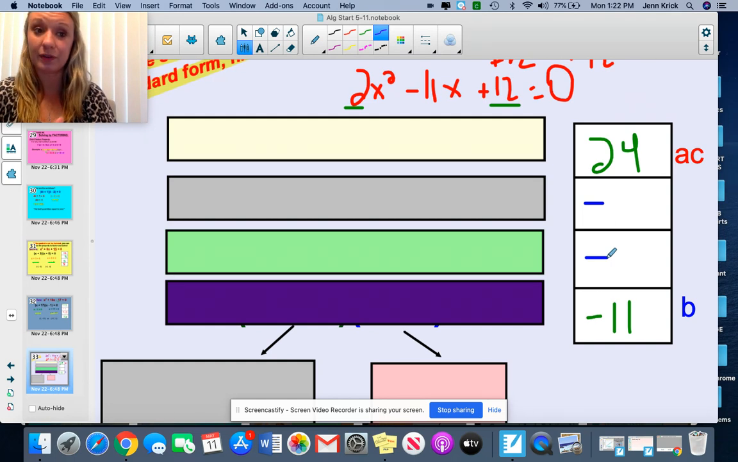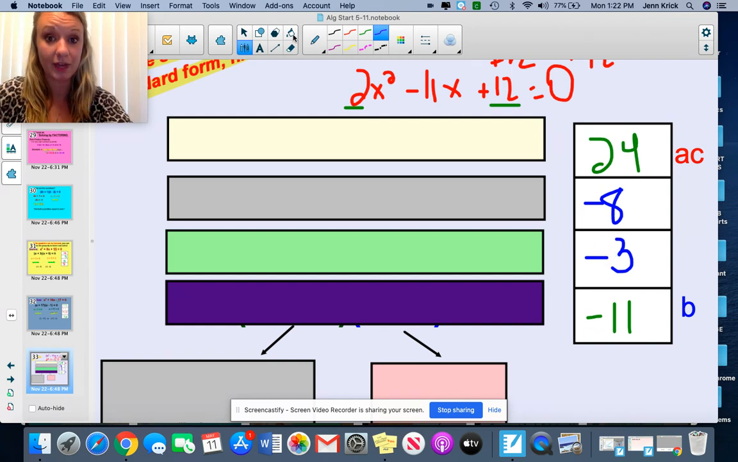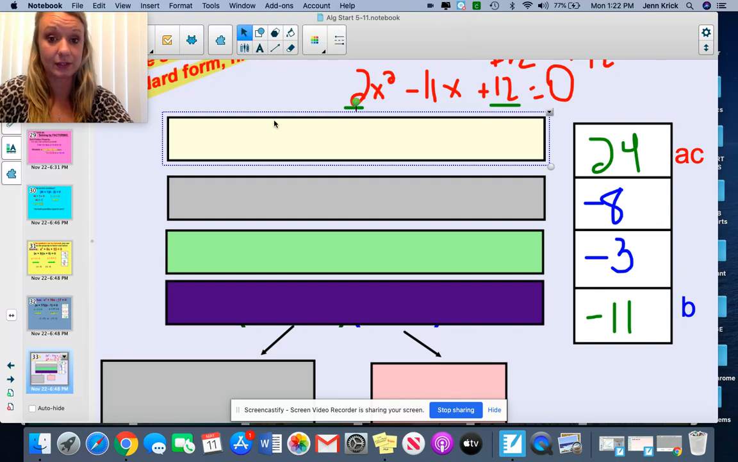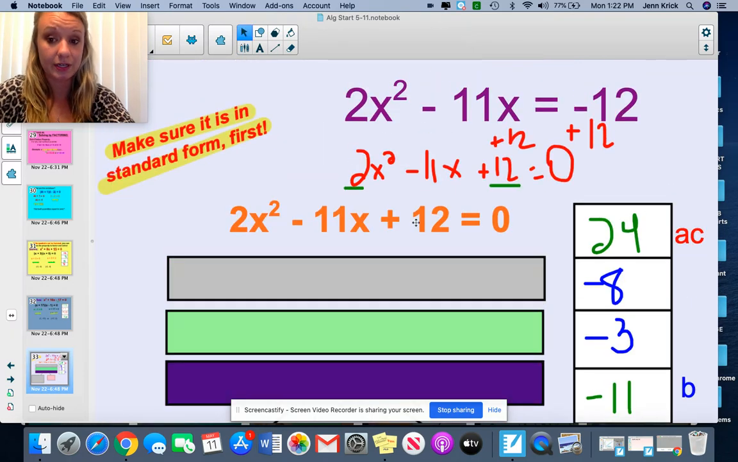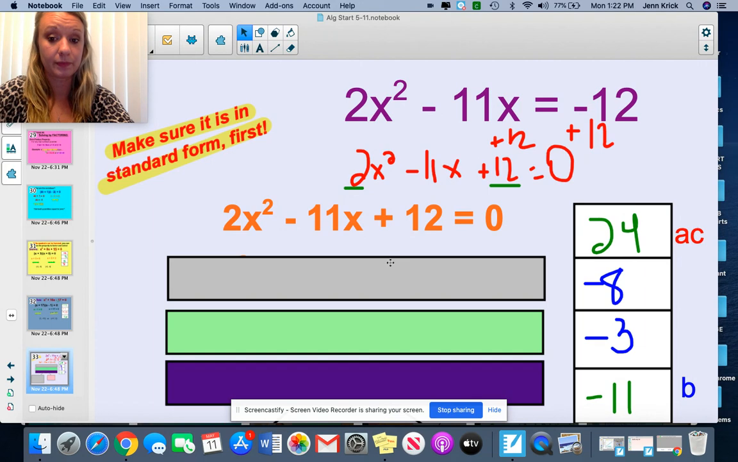And I know right away it's not going to be 4 and 6. It's not going to be 12 and 2. It's not going to be 24 and 1. It's going to be negative 8, and it's going to be negative 3, because when you add these together, you get a sum of negative 11. When you multiply them, you get positive 24. Okay, yay for us. So here it is in standard form, written out nicely.